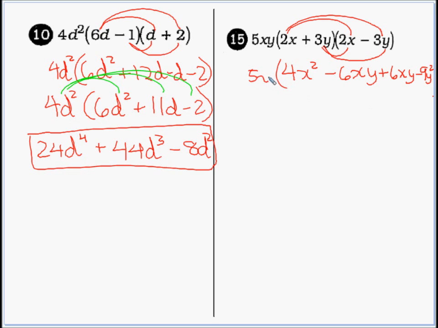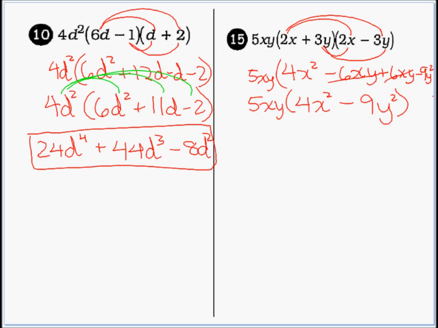Okay, so I'm going to simplify inside the parentheses. All right, you'll notice this one's kind of special because it has negative 6xy and positive 6xy, which cancel out when you combine the like terms. So we're left with only 4x squared minus 9y squared. This is called a difference of squares. We talked about this in class. This up here is a conjugate pair, and conjugate pairs make difference of squares. We're going to use that later as well.